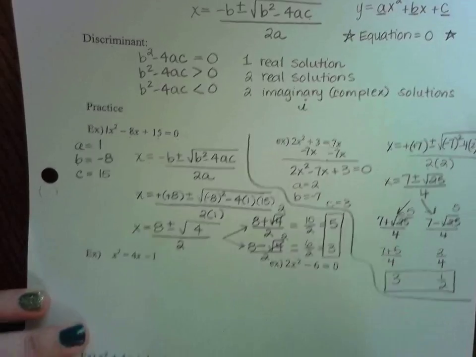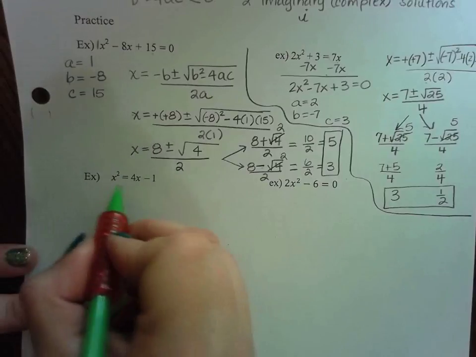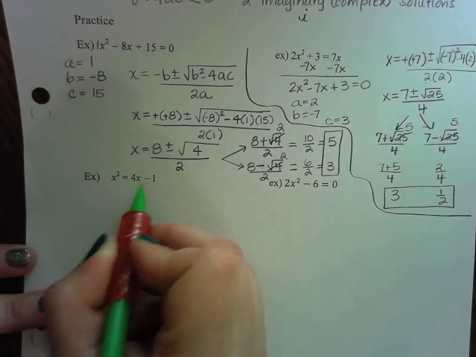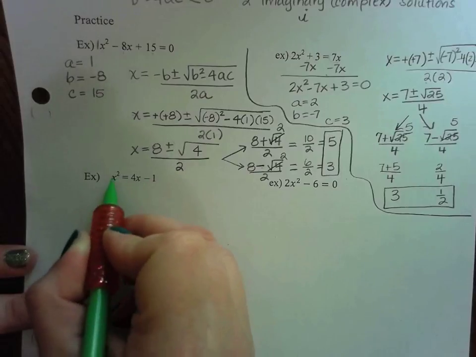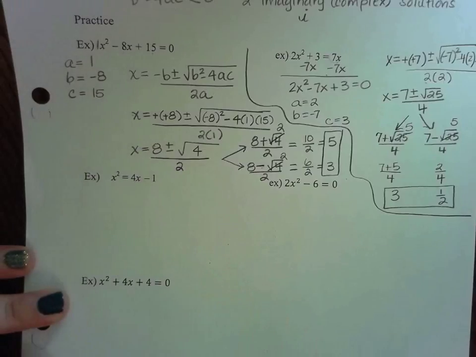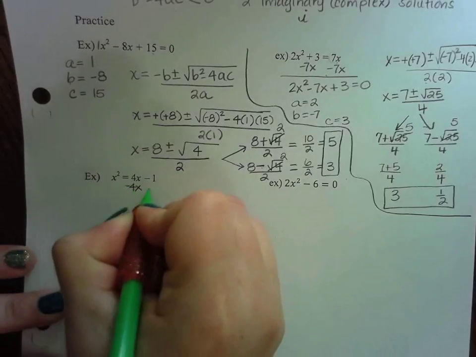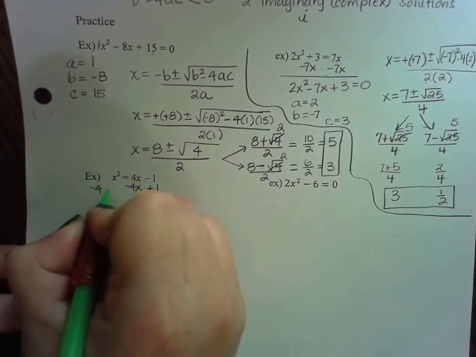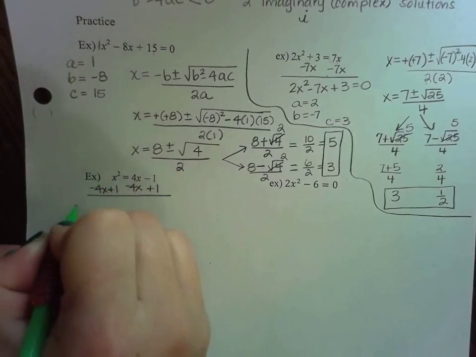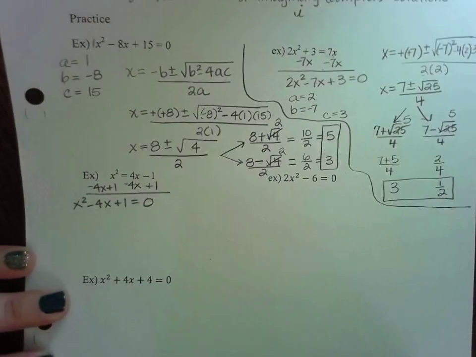Alright, so far so good. Let's do the next few examples. So now we need to get the x squared set equal to 0. Actually, we don't want to move the x squared. We probably should move the 4x over and the 1 over. It wouldn't matter either way. I like to keep my x squared positive, so I'm going to move these over. So we're going to subtract 4x, we're going to add 1. So this will be x squared minus 4x plus 1 equals 0.